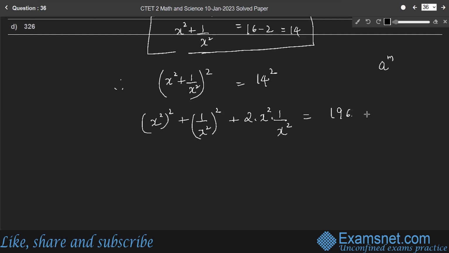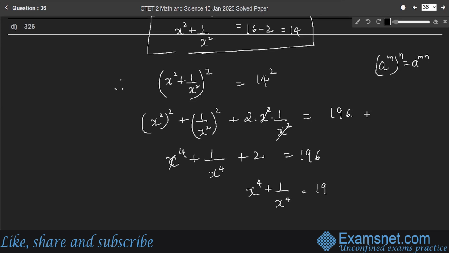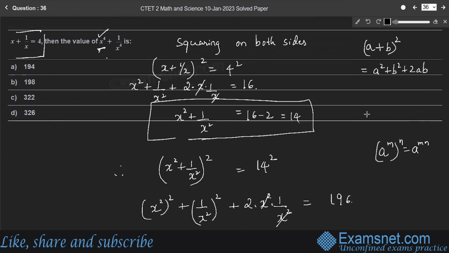So (a^m)^n is a^(m·n). Therefore, (x²)² becomes x⁴, plus (1/x²)² becomes 1 by x⁴, plus 2, where x² gets cancelled, is equal to 196. So x⁴ plus 1 by x⁴ becomes 196 minus 2, which is 194. Right? Hence, look at the options. Option A is the right answer.